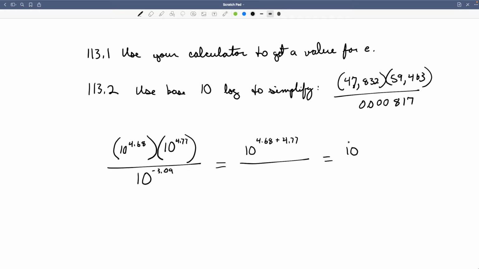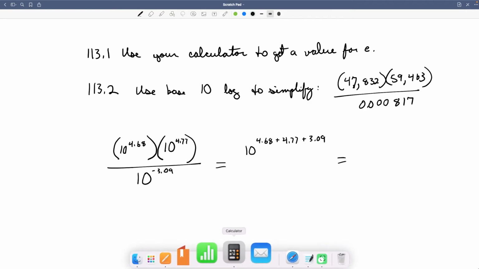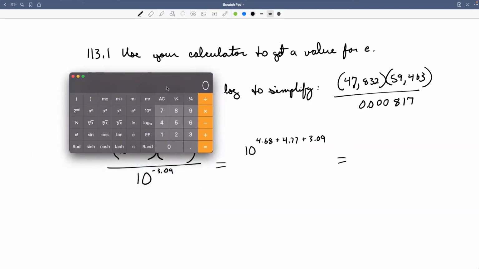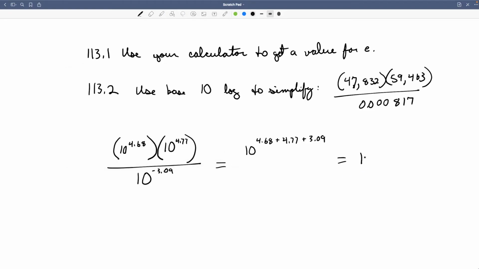Actually, I take that back. We're going to take this and bring it up to the top. So that's going to make this a positive because we're taking that negative sign and bringing it up here. We're going to make it a positive 3.09. So now we add all of these together. And so we are going to have 4.68 plus 4.77 plus 3.09 equals 10 to the 12.54.